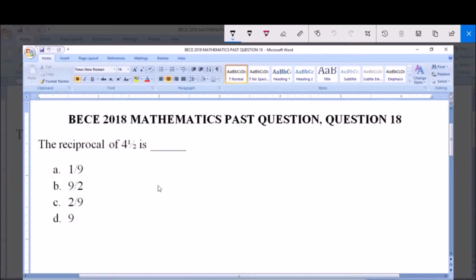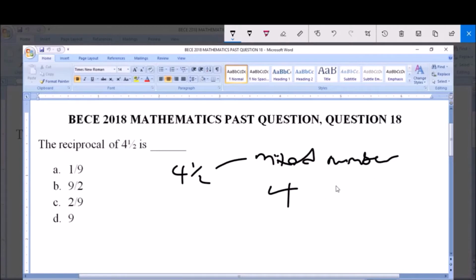So we are asked to find the reciprocal of 4 whole number 1/2. Now this here is a mixed number. We call it a mixed number because it has a whole number part, which is 4, plus the fractional part, which is 1/2. But for us to find the reciprocal of this number, we have to convert it to an improper fraction.